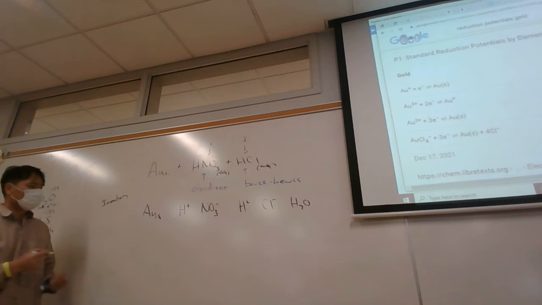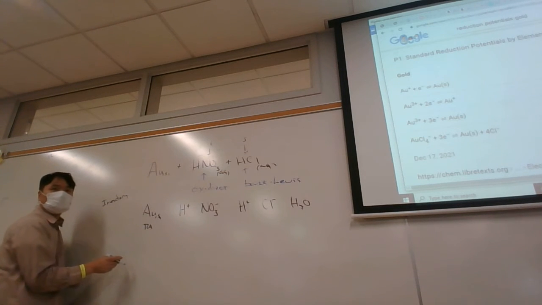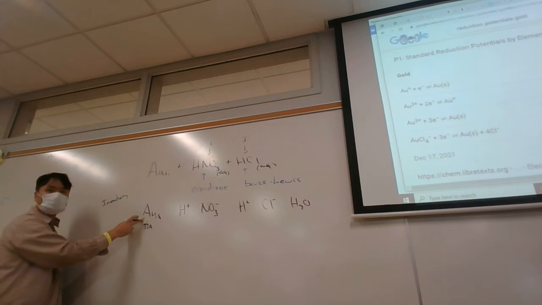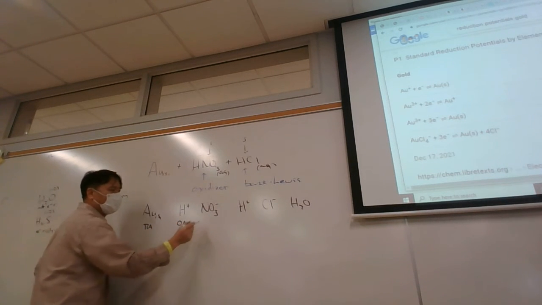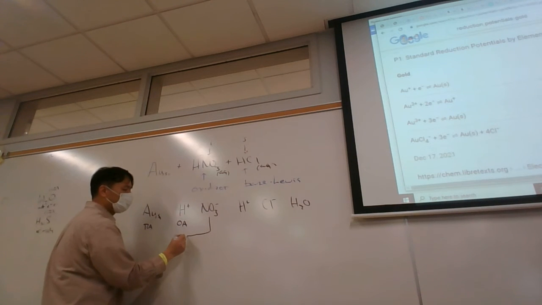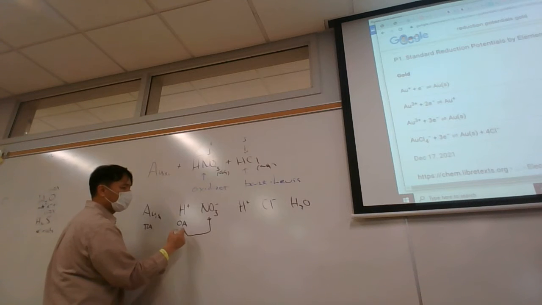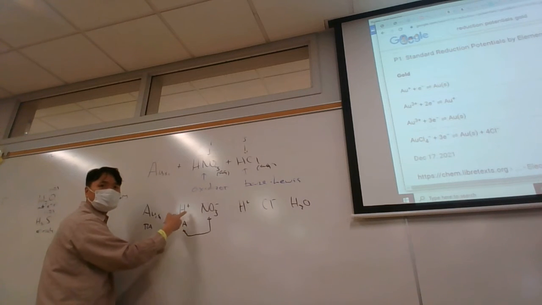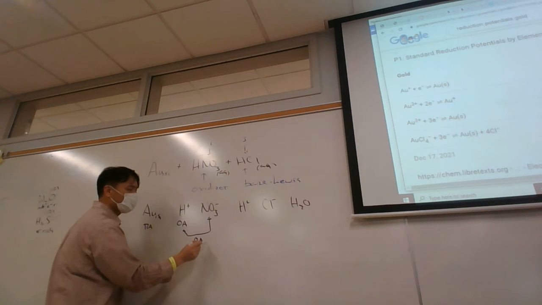Okay, then we're going to label everything. Gold metal is a reducing agent. It can lose electrons to form gold. H plus is an oxidizing agent. Nitrate is an oxidizing agent in combination with H plus. So when we look at the chart, nitrate plus 4 H pluses plus 3 electrons. Did you see that on the chart? This is an oxidizing agent.